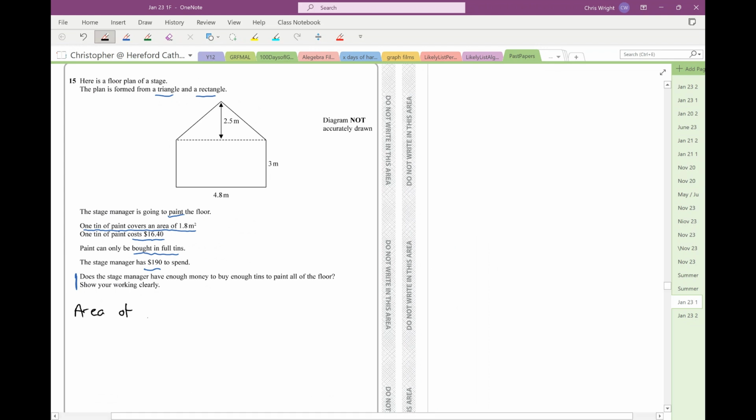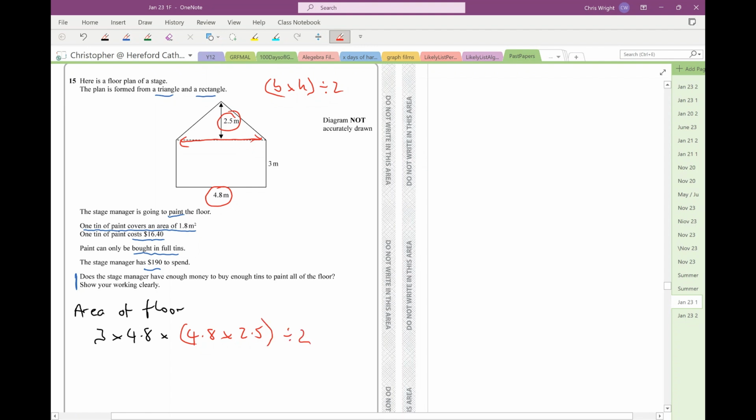Area of floor. Now, what have I got? I've got a rectangle. So that's going to be 3 times 4.8. And then I've got this triangle, haven't I? Now, the area of a triangle is base times height divided by 2. Do I know the base of the triangle? I do, because it's 4.8. So base times the height. Do I know the height? Yes, I do. 2.5. And then that is going to be divided by 2.